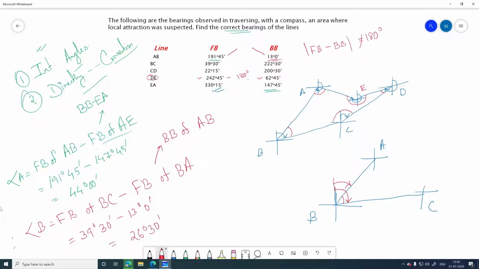So we have determined angle A and angle B. Now what will be the value of angle C? Let's draw it. Angle C is something like this.